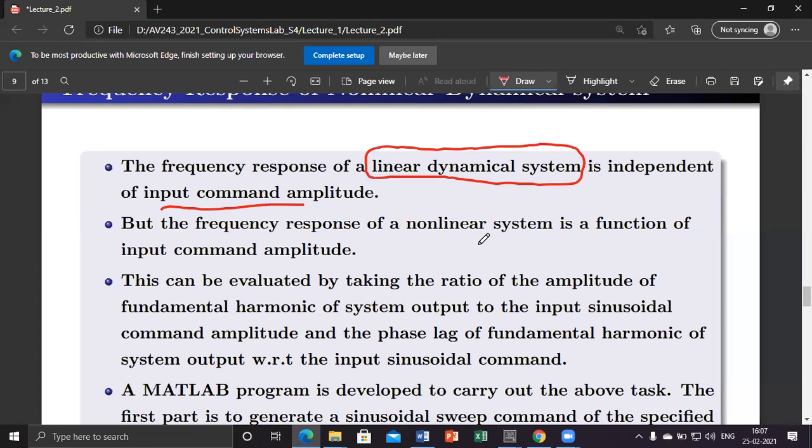Similarly, if you take the bandwidth, whether you give a 1 volt sinusoidal command or a 2 volt command to find the bandwidth, it will remain the same. That is called the linear system response. Or in another way, if you plot the step response for 1 volt, suppose this is the step response for 1 volt command. Then the step response for 2 volt command will be like this.